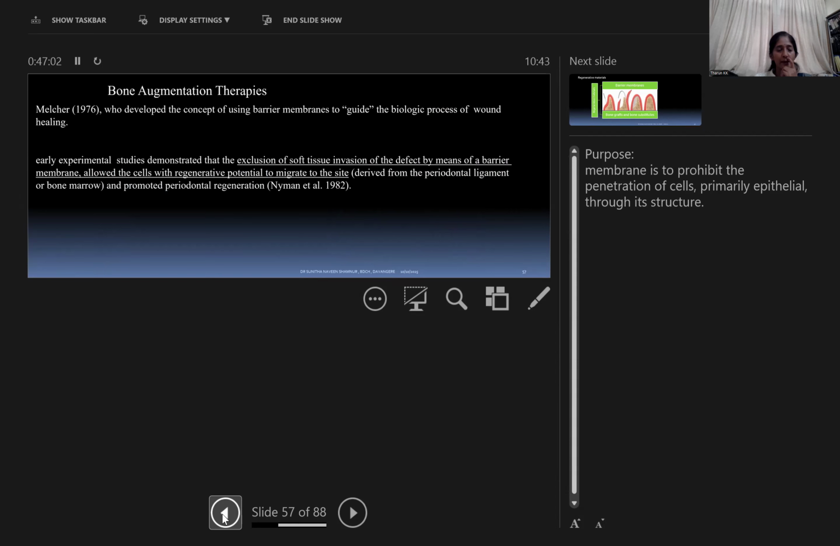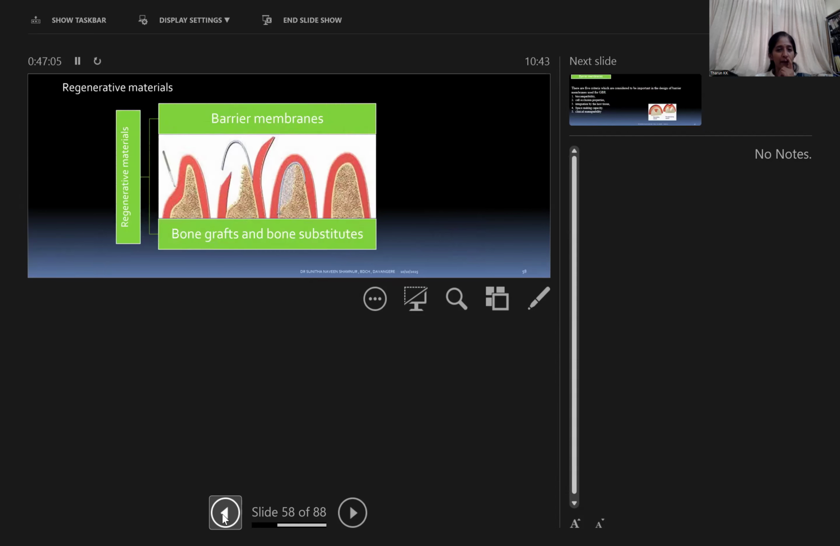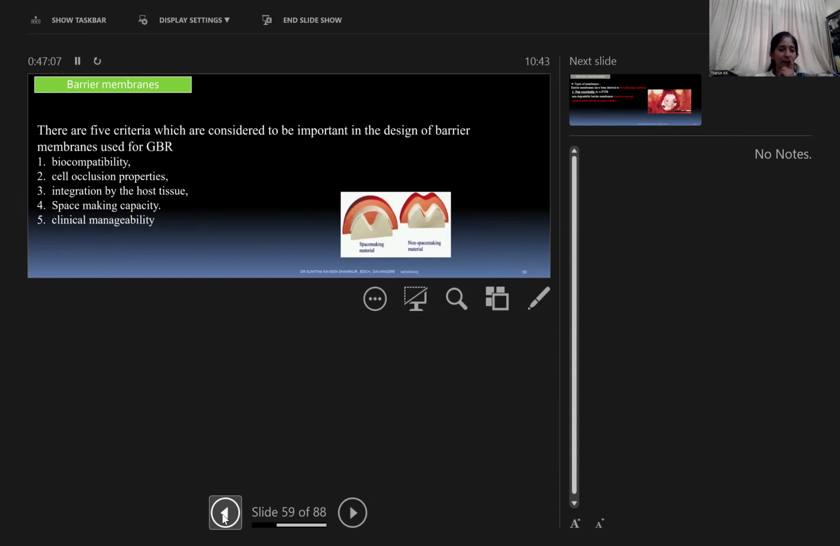So what are the therapies? We are talking about the membrane, the barriers here, okay? What kind of barrier membranes? There are 5 factors, again: the biocompatibility, the cell occlusive properties, the integration with the host tissue, the ability to create the space, and definitely the clinical management.